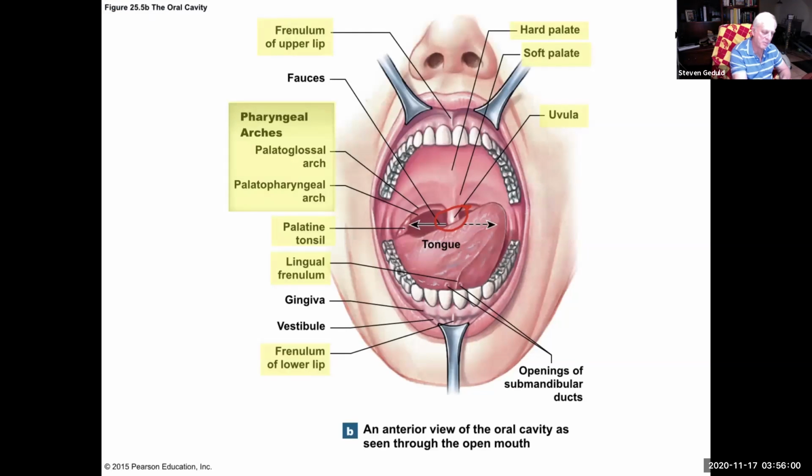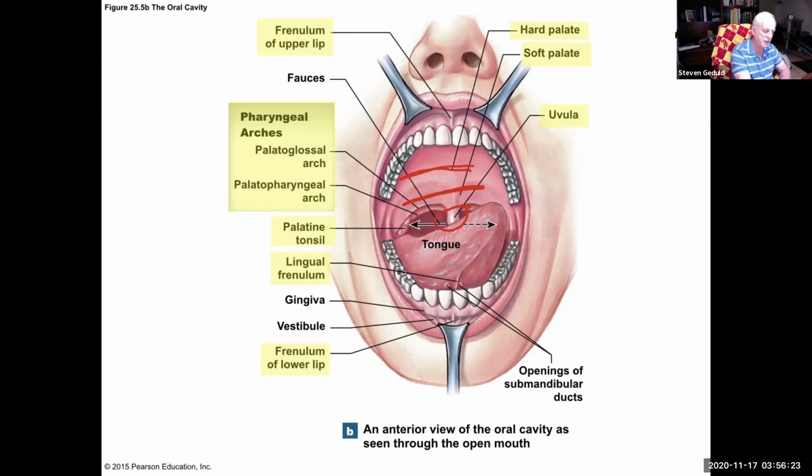All right, so here's your hard palate. This is the anterior section. Here's your soft palate. The hard palate is bone. The soft palate is mucosa. You have frenums. Frenums are your attachments where tissue attaches between the lips. If you pull your lips out, you'll see little towers of tissue that go here. Those are your frenum.